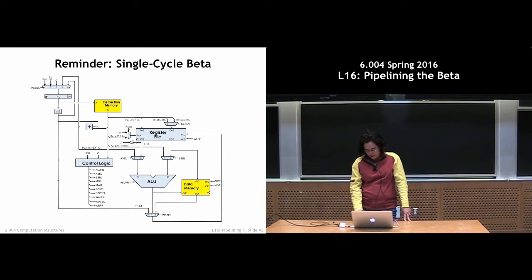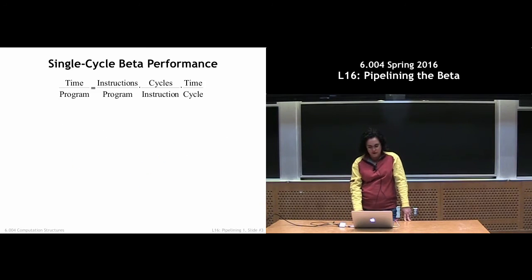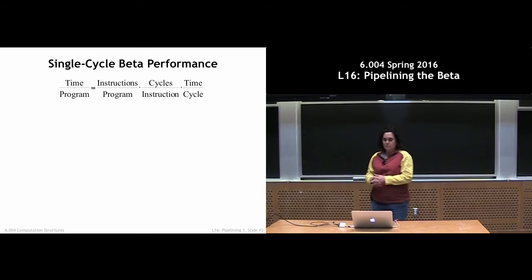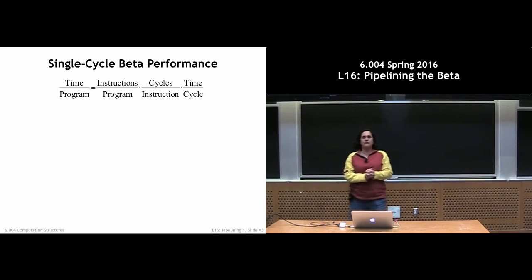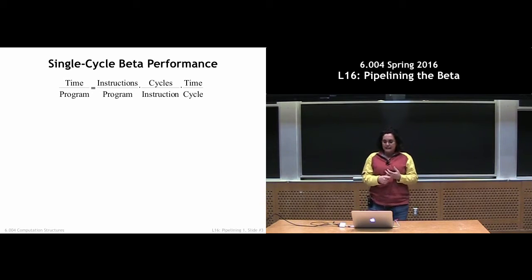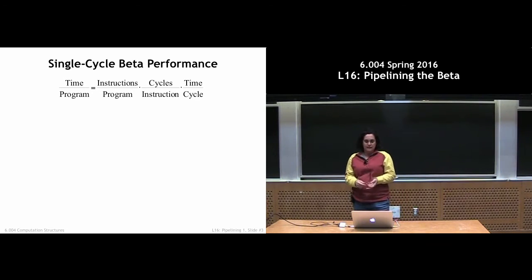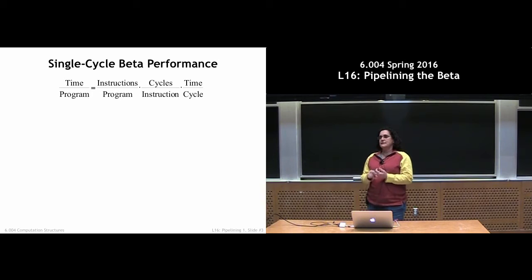As far as performance is concerned, we measure performance using this equation, which you've seen before, which is that the amount of time it takes for a program to run is based on three things. One is the instructions per program. We can't really control the number of instructions per program too much. Second is the cycles per instruction. And third is the time it takes to execute one cycle, okay?